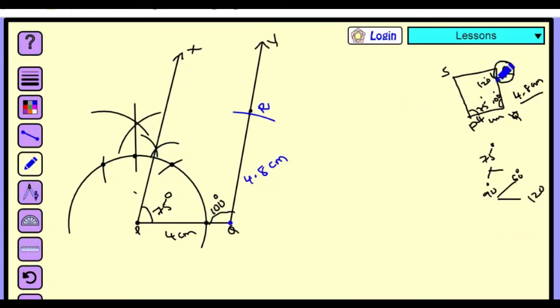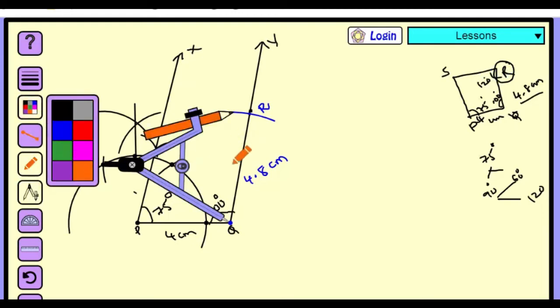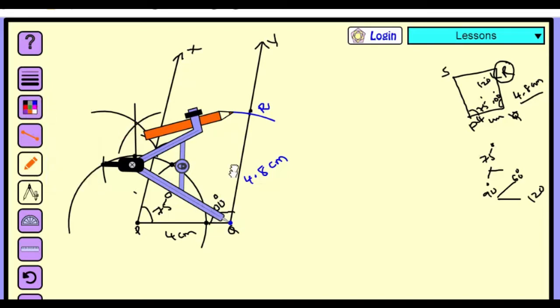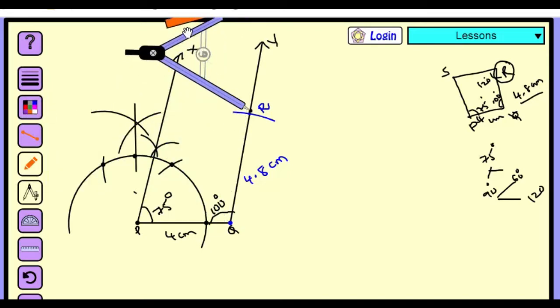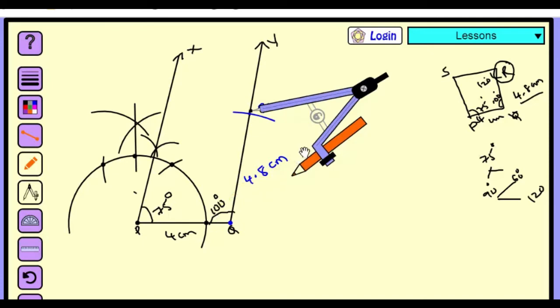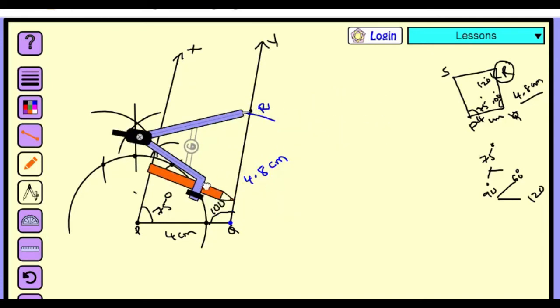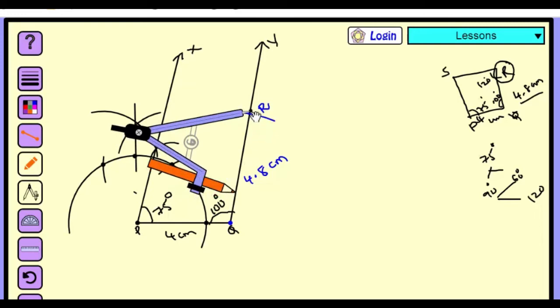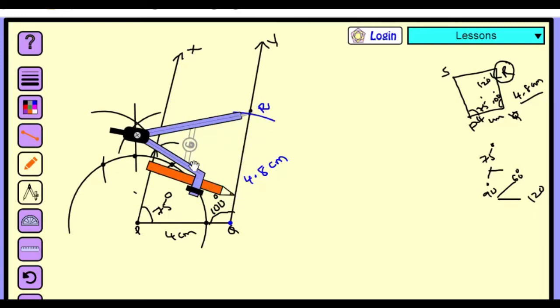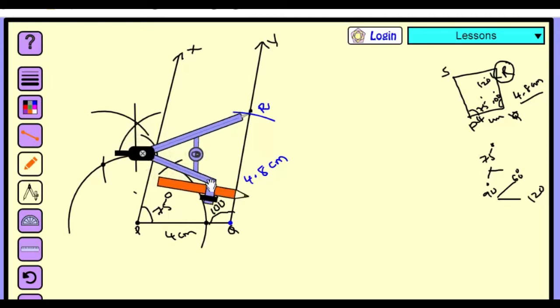Now next we are going to construct the angle R, 120 degrees. For that we need to take the compass radius more than half of the length of QR. I am changing to another color to identify the arcs easily. So now, with R as the center, draw an arc.